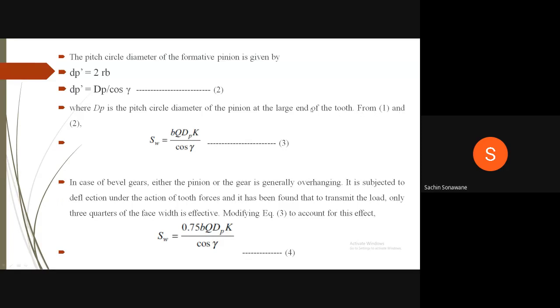From equations 1 and 2, Sw = B Q Dp K / cos γ, equation 3. In case of bevel gears, either the pinion or the gear is generally overhanging. It is subjected to deflection under the action of tooth forces, and it has been found that to transmit the load, only 3/4 of the face width is effective. Therefore, modifying equation 3 to account for this effect, we get Sw = 0.75 B Q Dp K / cos γ, equation 4. This is the equation of wear strength for bevel gears.